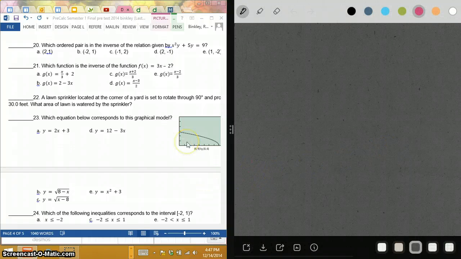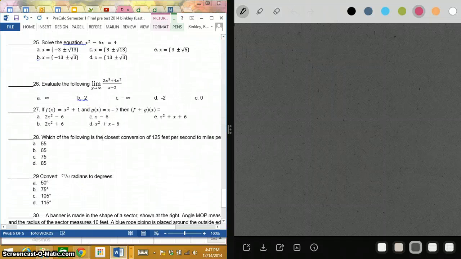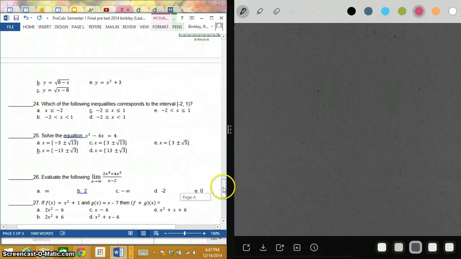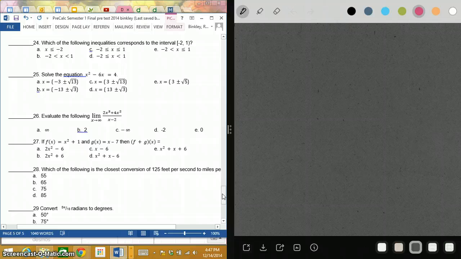24, let's see, 24. Which of the following inequalities? What? I went way past 24. You guys can tell I'm kind of in a hurry.